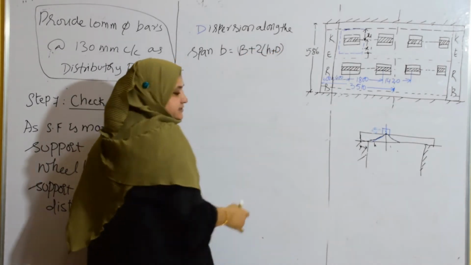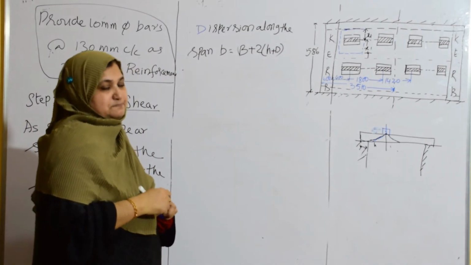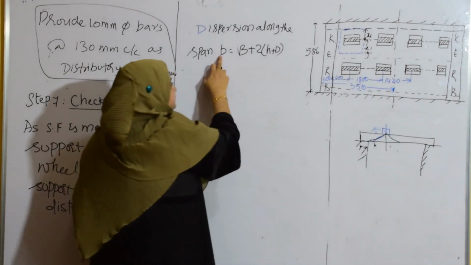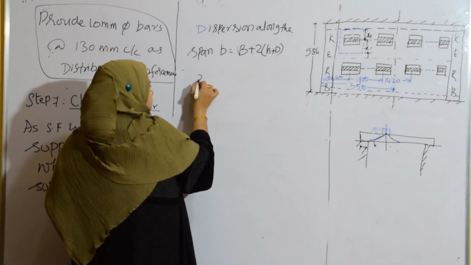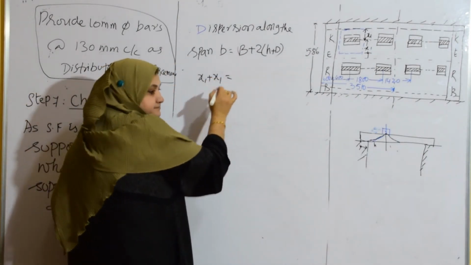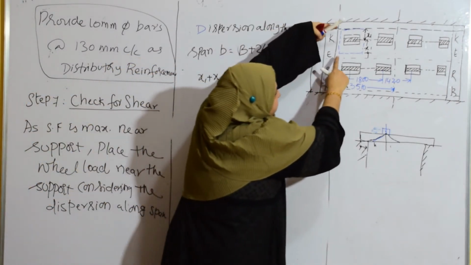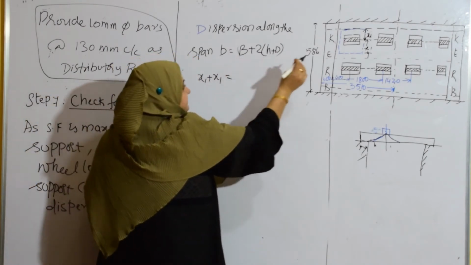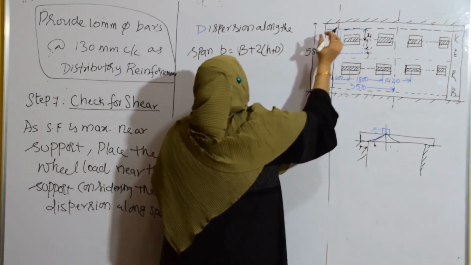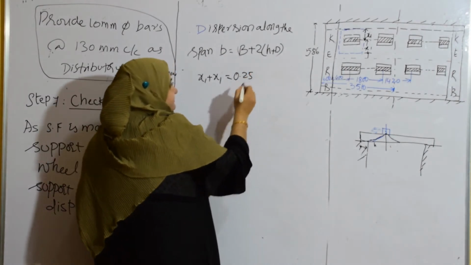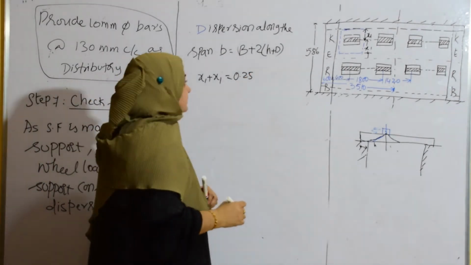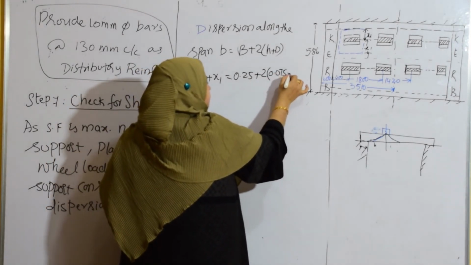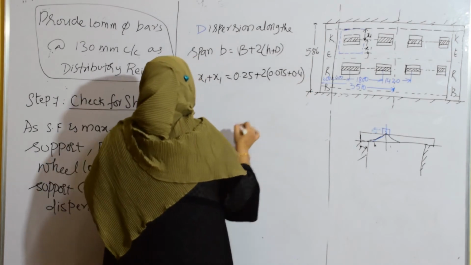I hope you are recalling it. This is across the span. So this is x1, this is x1. So your B is equal to x1 plus x1. B is the width of dispersion along the span, and B is the width of contact. As per IRC 6, it is 0.25, that is 250 mm, plus 2 into thickness of concrete 0.075 plus thickness of slab 400 mm.